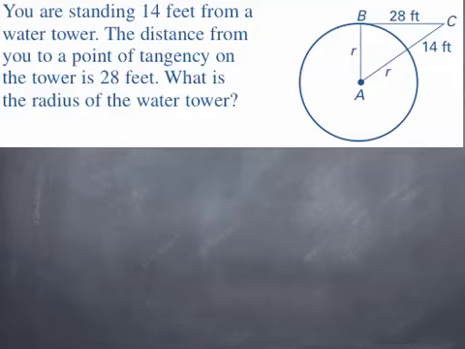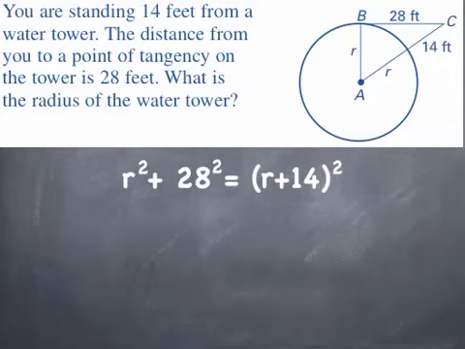What I need to do is I need to set up the Pythagorean theorem. R plus 14 would be considered the hypotenuse. So we're going to have R squared plus 28 squared equals R plus 14 squared. If you remember multiplying binomials, we can use the FOIL method on R plus 14 squared. Remember, FOIL is an acronym standing for multiplying the first, outside, inside, and then last terms in your binomials.